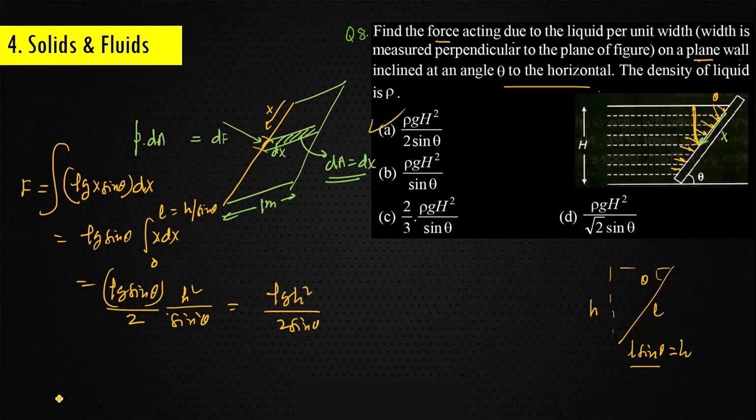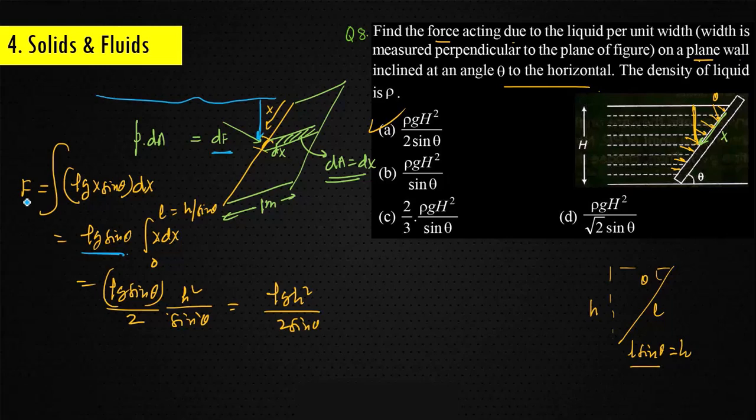Option A. So here you have to take an element and on that element you have to calculate the force. In order to calculate the force, water is there on the other surface, so you are moving this vertical distance. At a depth of h below the liquid surface, the pressure is equal to rho g h. But here h is equal to x sine theta.